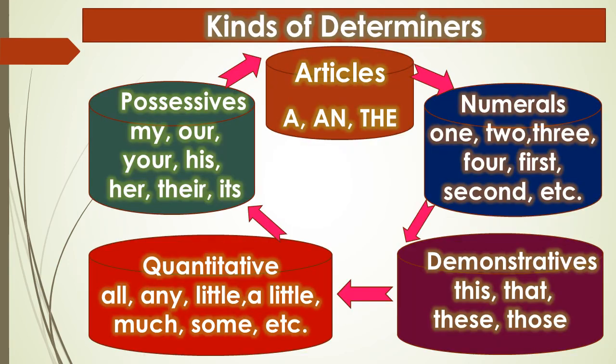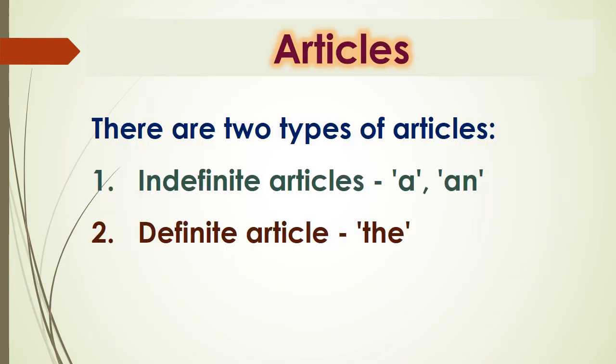Now let's move further, students, and now we are going to discuss the kinds or types of determiners. Students, there are 5 kinds of determiners: articles, numerals, demonstratives, quantitatives, possessives. Yes, articles, numerals, demonstratives, quantitative, possessive. Let's discuss all the kinds or types one by one. The first one is articles.